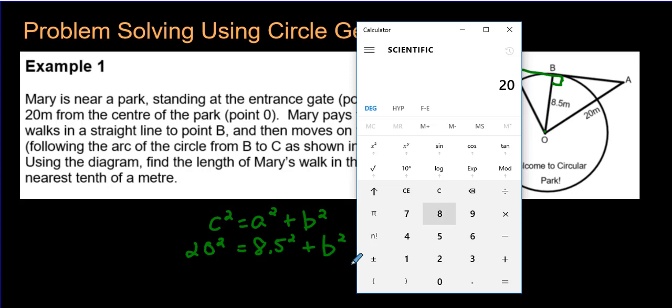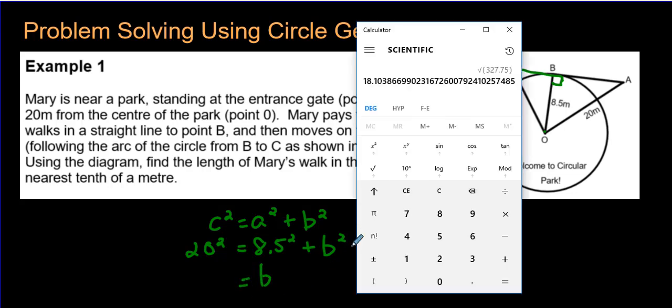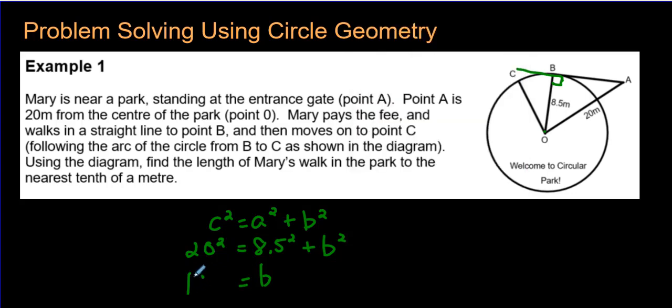So we would go 20 squared, and we would subtract 8.5 squared, to give us 327.75, and then the last step would be getting rid of this squared sign, so we would take the square root of this answer to tell us what b will be. 18.1. There we go. 18.1. And what are the units? It's meters. So 18.1 meters is the distance from here to here, from A to B.